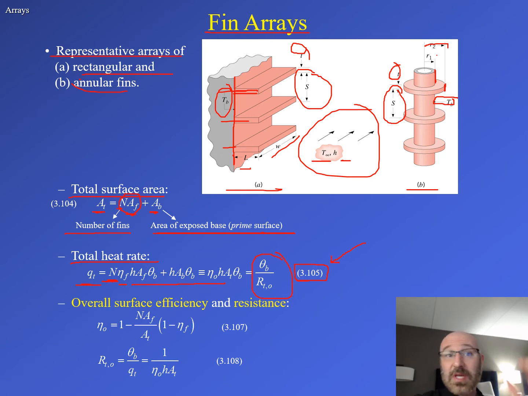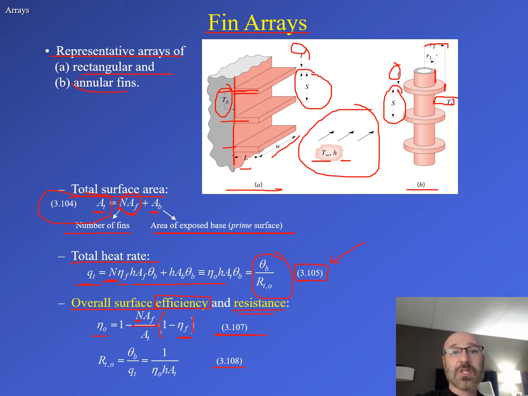And the last thing we're going to talk about here with these fin arrays is our overall surface efficiency. We talked about efficiency before; now we want the overall surface efficiency and our overall resistance as well. This relates to equations 3.107 and 3.108 in our textbook. In 3.107 we can see our overall surface efficiency, eta sub 0, is equal to 1 minus the total number of fins times A sub F over A sub T, where from 3.104 we have the relationship for A sub T, times 1 minus the efficiency of each individual fin. So this relates to equation 3.107 for the overall surface efficiency.